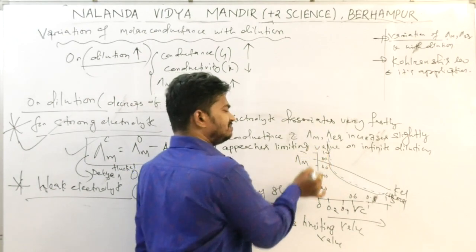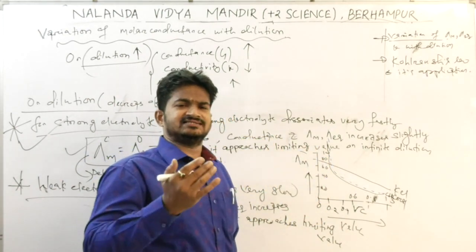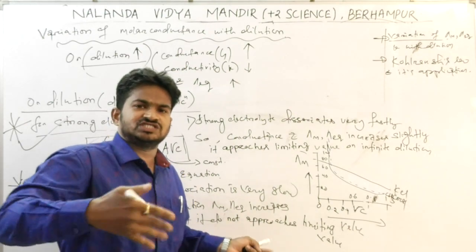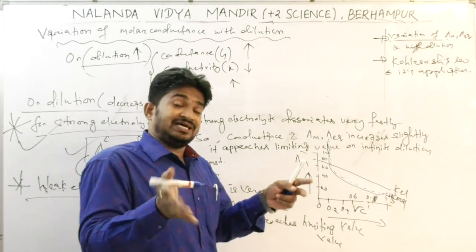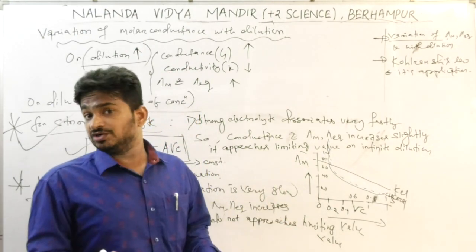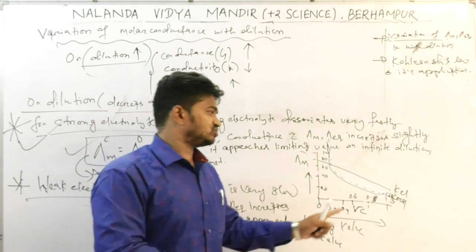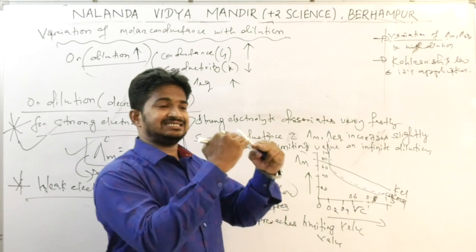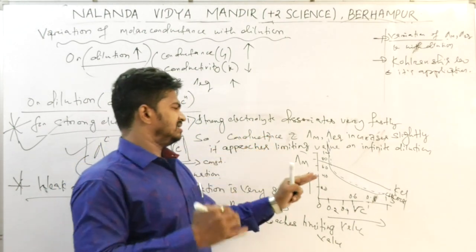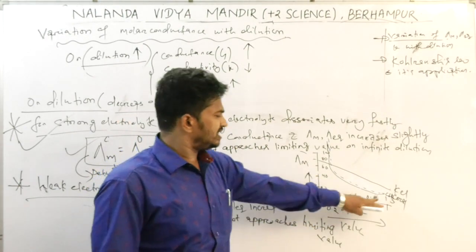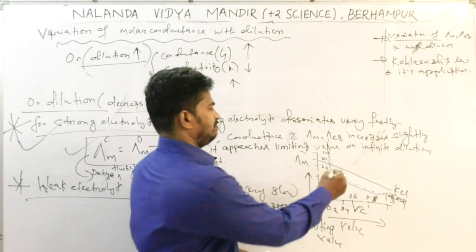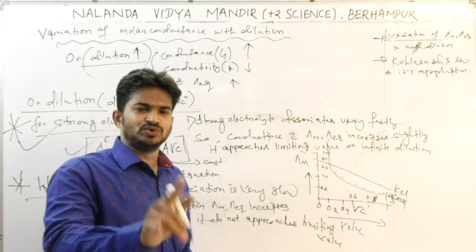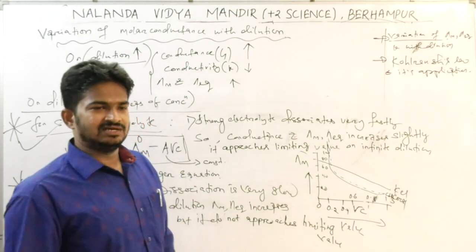It will not approach a constant value. It keeps increasing on dilution because it dissociates very slowly. On dilution, the dissociation process is going on, and at that time it behaves as a strong electrolyte, but it is not a strong electrolyte because the dissociation process is very, very slow. As dissociation keeps increasing, the conductivity also increases. It does not touch the limiting value and does not give a proper limit value of conductance. That's why it keeps increasing. So extrapolating the curve for limiting conductance of a weak electrolyte is very, very difficult. Try to understand, my dear students.